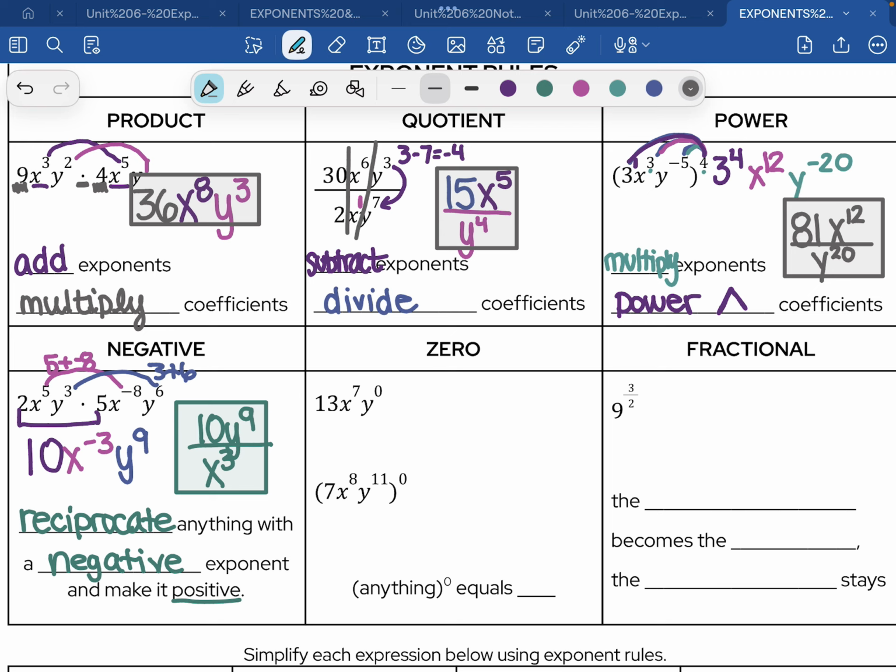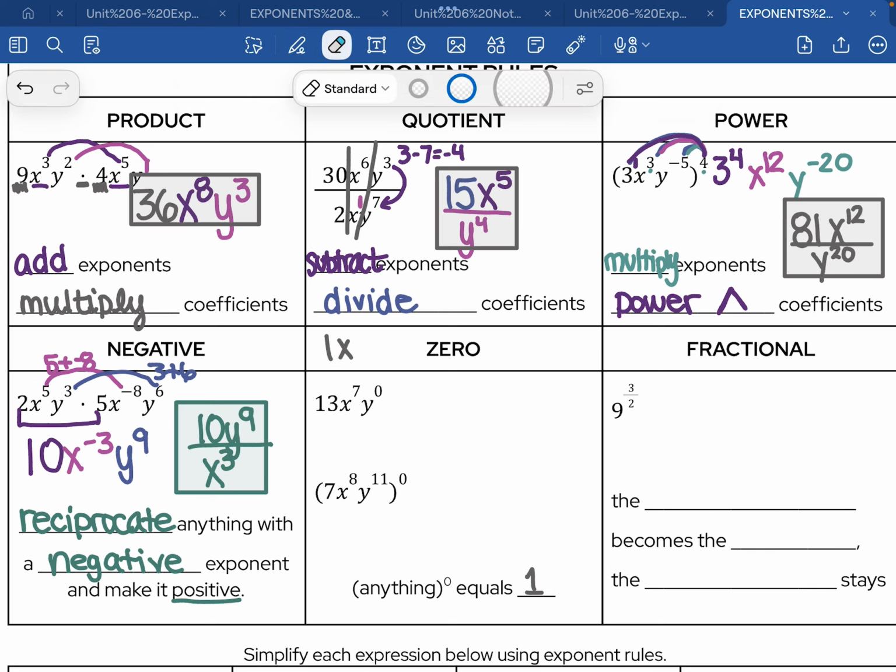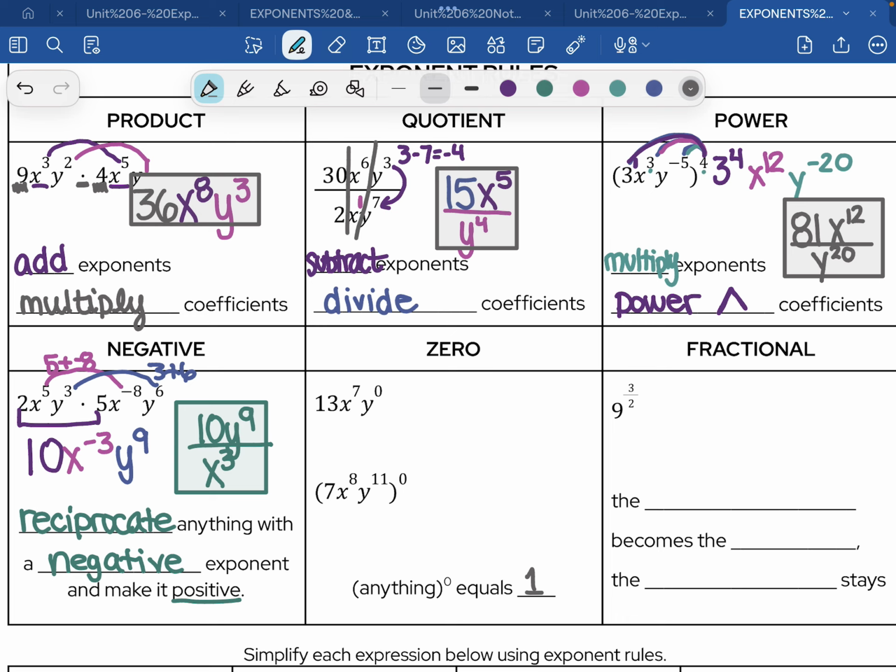Next rule, the 0 exponent rule. Anything to the power of 0 equals 1. Because everything in multiplication starts at the number 1. It doesn't start at 0 because anything times 0 would be 0. So for example, x to the first power is just 1x. But there's technically a 1 out there. So if I take that 1x away and I have 0 x's, I still have that 1 left. Okay, so that's why it's 1.